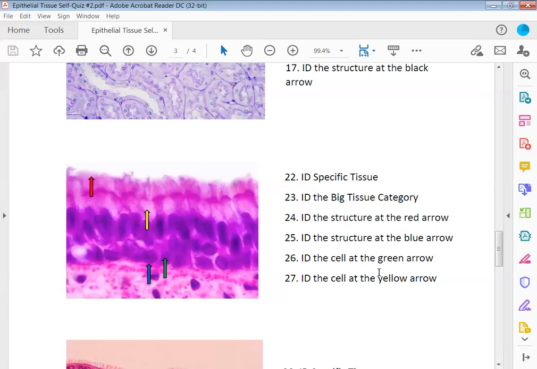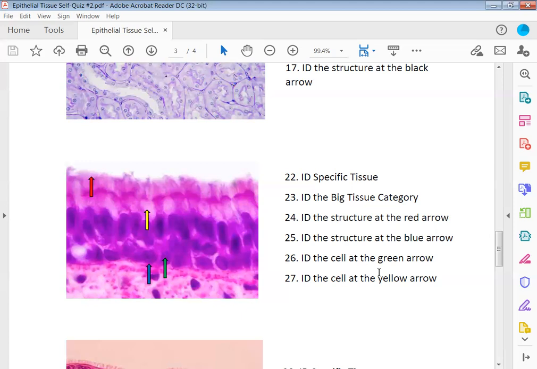Number 25, identify the structure at the blue arrow. Number 25, the structure would be the basement membrane. Number 26, identify the cell at the green arrow. Number 26, that cell at the green arrow would be the stem cell or the basal cell.